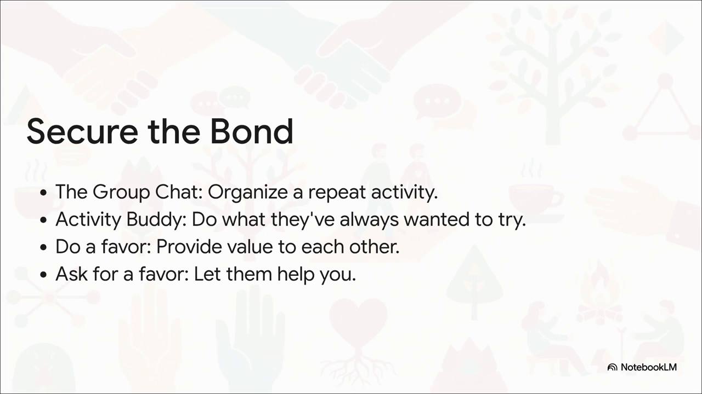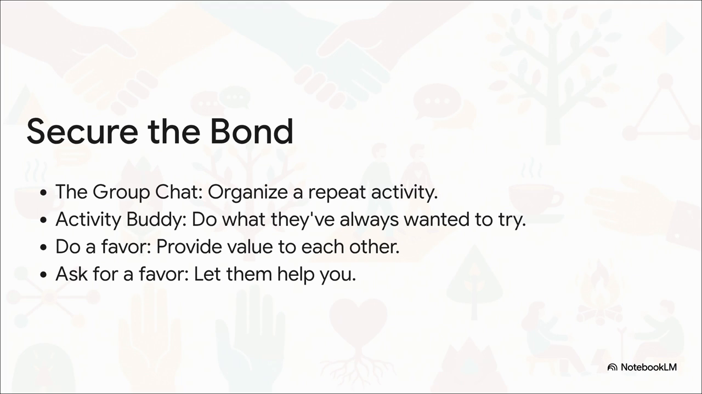First, the group chat. If you have a blast with 3 or 4 people, be the one to step up, make the group chat, and organize round 2. Boom, you instantly have everyone's numbers. Next, become an activity buddy. Find out what they've always wanted to try and just offer to go do it with them. It totally frames hanging out as you doing them a solid.